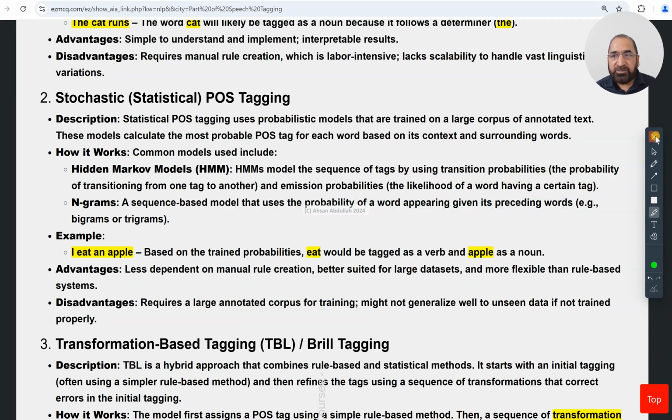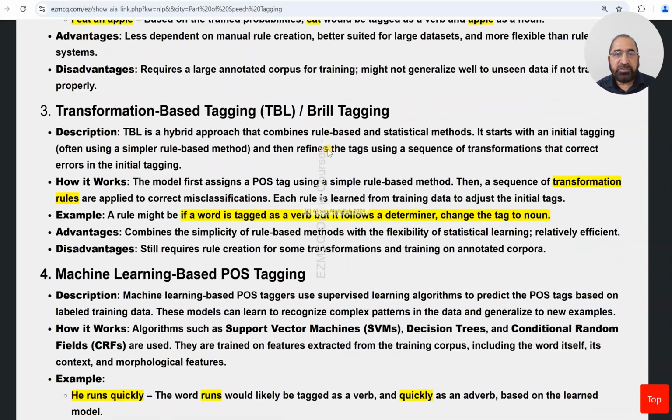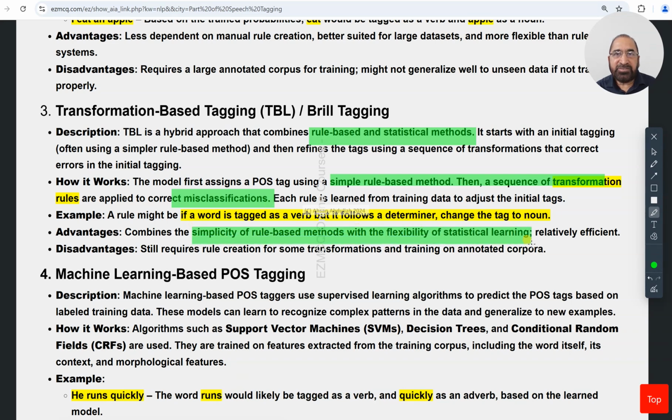Then let's move on to transformation based tagging. Let me mark this for you. It is based upon statistical methods and combines the rule and the statistical methods: simple rule based methods, then a sequence of transformation rules to correct the misclassification. So this is a kind of best of both worlds, combining the simplicity of rule based with the flexibility of statistical learning. So this is going to be performing better.